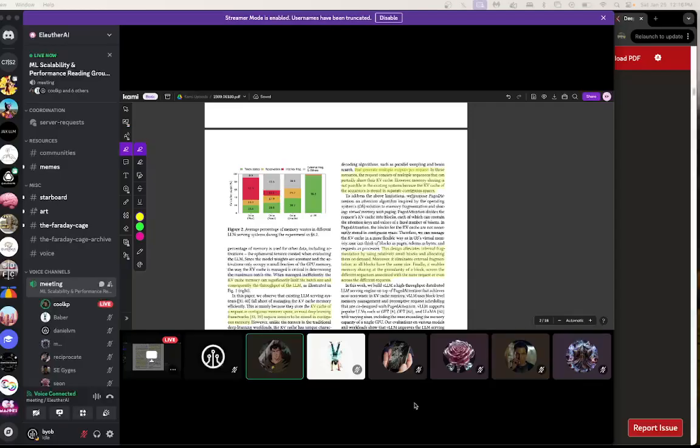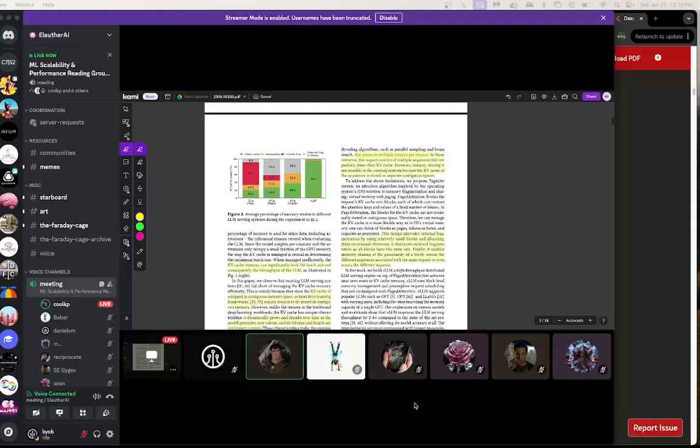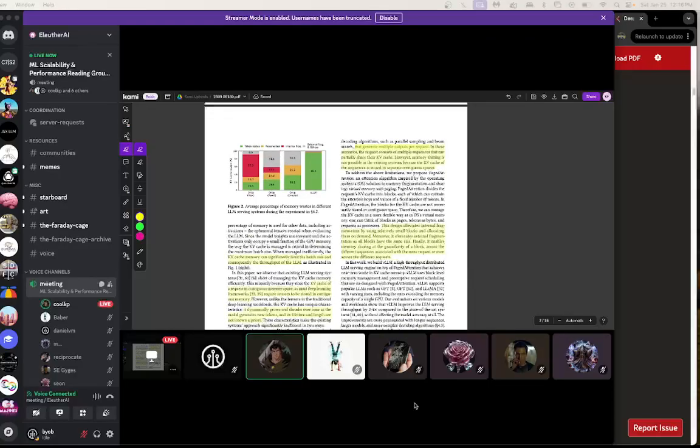To address the above limitations, we propose paged attention, an attention algorithm inspired by the operating system's solution to memory fragmentation and sharing. If anyone here who's taken an operating systems class would know about paging and block sizes in virtual memory, how virtual memory is implemented with pages and block sizes. Paged attention is inspired by that, and it treats KV cache as system memory and divides it into pages and blocks.